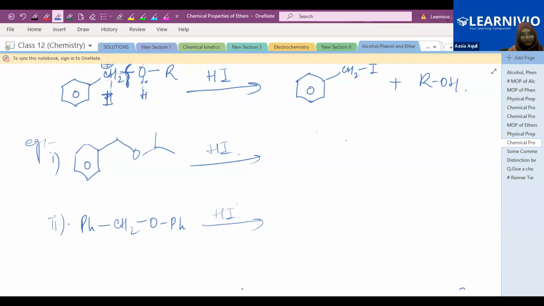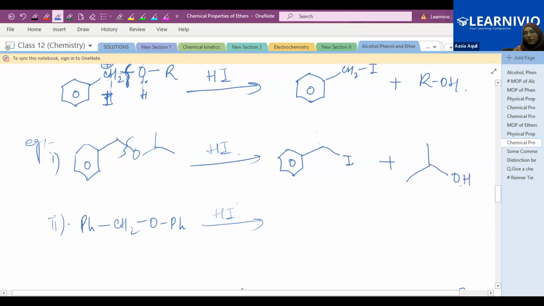With the benzyl group, you will basically cleave this one. So you get CH2 and I, because CH2 will have the positive charge and iodine has a negative charge, so it will attach to this carbon. You get CH2 and iodine, plus the remaining group, the methyl group and oxygen, and hydrogen will attach. So this is the product. Got it?